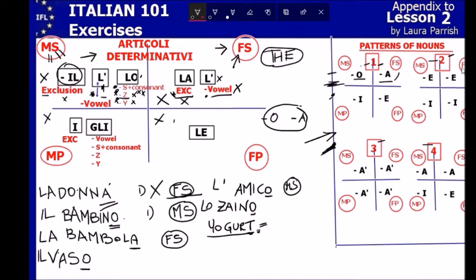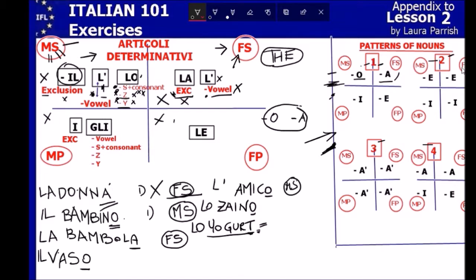So yogurt is masculine singular, so you go here. And at the plural, they don't change. Any word that ends with a consonant in Italian is always masculine and it doesn't change at the plural. It is yogurt at the singular, it is yogurt at the plural. So you go here, it starts with a Y, so the right one is lo yogurt.